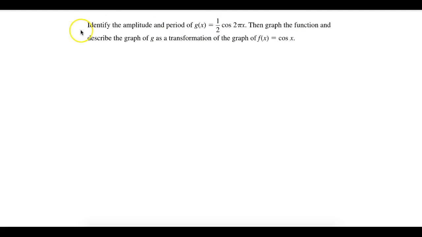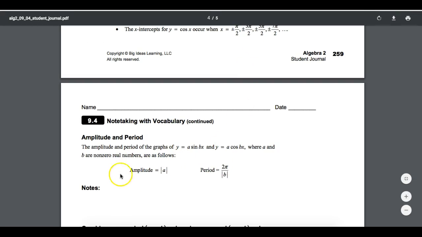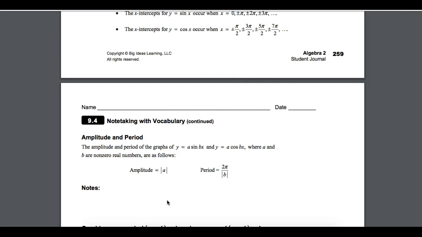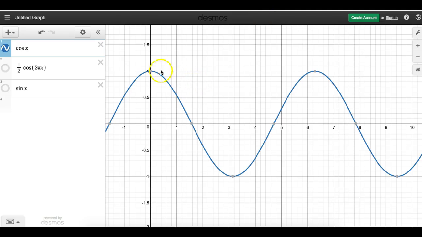So we already know how to find amplitude and period. We've got our formulas right here. Amplitude equals the absolute value of A, and period is 2 pi over B. Now, what I want you to notice, look at the cosine here. At first glance, you may think you're looking at the exact same wave, but there's a difference here I want to point out to you.